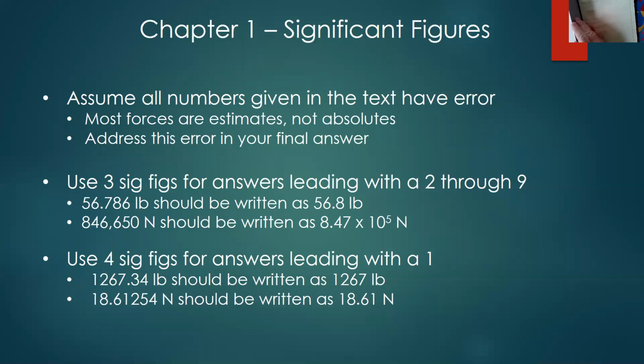If you have a number that leads with a 1, you're going to use 4 significant figures. And I've had many questions about why. This has to do with the fact that a 1 is smaller compared to a 2 through a 9, and so that extra significant figure is a bigger percentage of the overall number than if it was a later number. But this is, again, just a rule. And if you follow it, then that's what I'm going to look for on my answers. And so just be consistent with that.